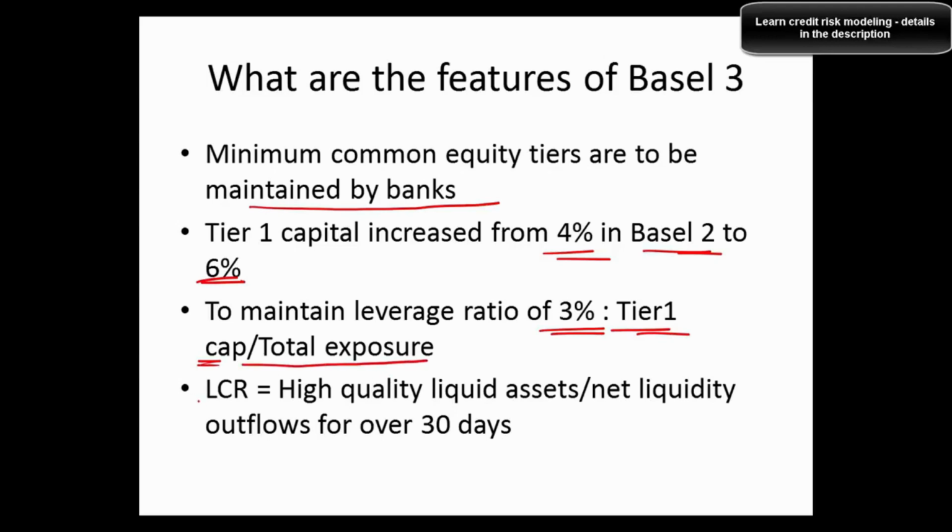And there was the introduction of LCR and NSFR. We will discuss them in a little more detail in the next few slides. They are also introduced. So that's basically giving importance to what is known as liquidity risk, something that wasn't discussed in Basel 2. We were only concerned about three types of risk: credit, market, and operational. But separately in Basel 3, liquidity risk was given more emphasis, especially post recession.